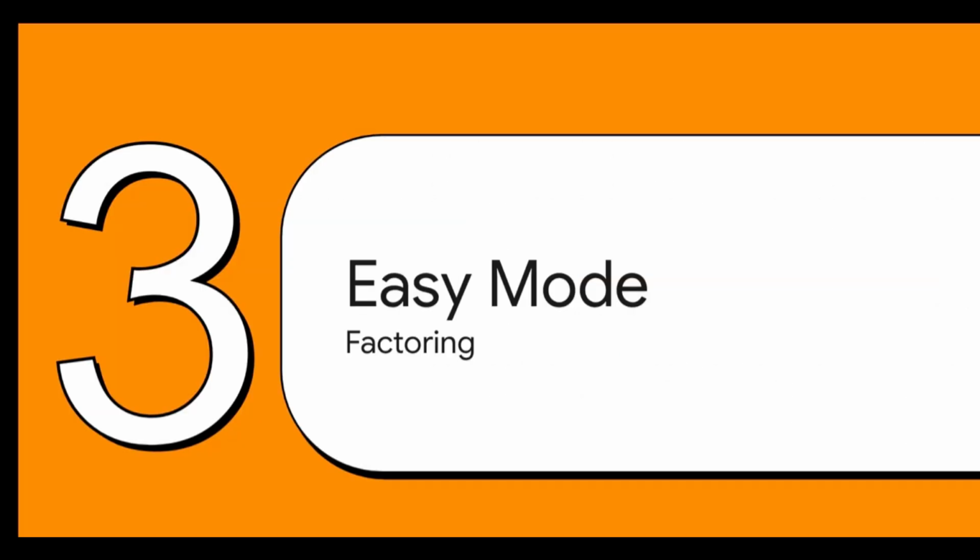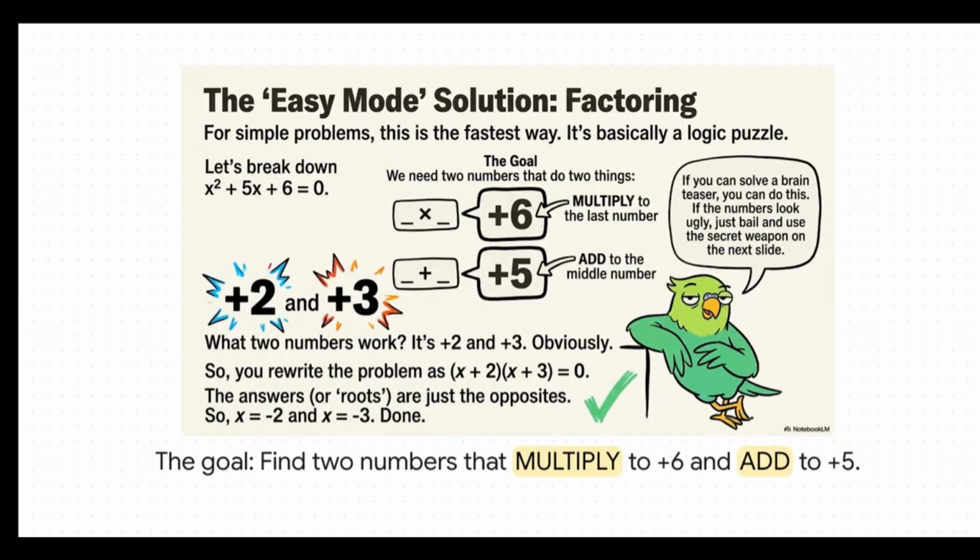All right, so our crystal ball told us how many answers to look for. So how do we find them? Well, let's start on easy mode. And I promise, this is basically just a logic puzzle. This method is called factoring. And when the numbers are nice and simple, it's definitely the fastest way to go. So take this problem. The whole game is just to find 2 numbers that multiply to get that last number, plus 6, and add to get the middle number, plus 5. So what could it be?